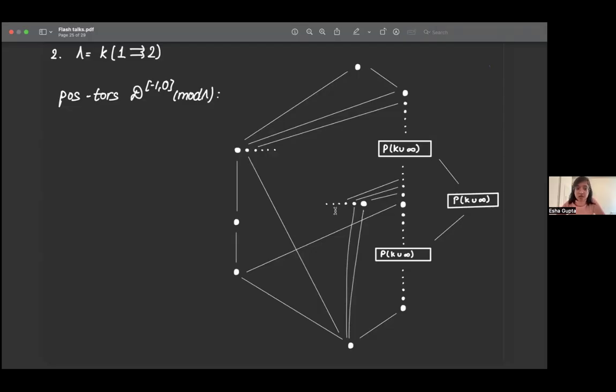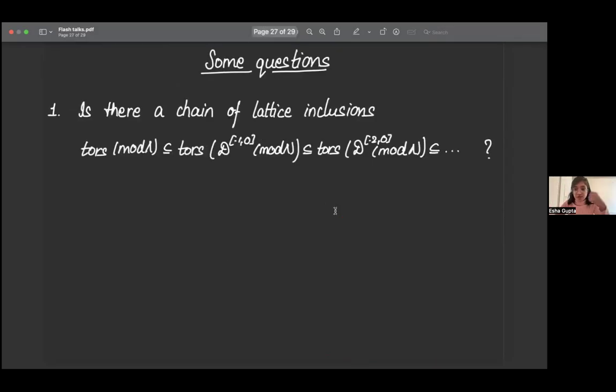And moreover, the lattice of torsion classes in the module category of the Kronecker quiver sits as a sublattice in this lattice here. And it's a general fact. So the lattice of torsion classes in the module category always sits as a sublattice inside the lattice of torsion classes in any of these higher truncated derived categories. And this begs the natural question whether or not we have a chain of lattice inclusions of this form. So tors mod lambda including into torsion classes in D minus 1, 0 mod lambda, into torsion classes in D minus 2, 0, and so on.